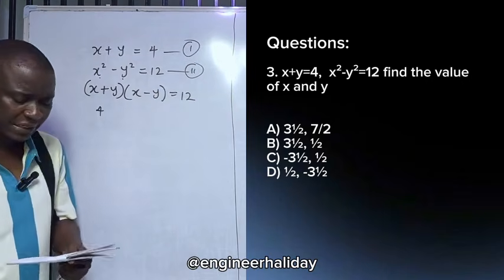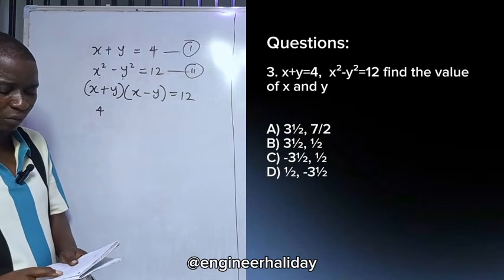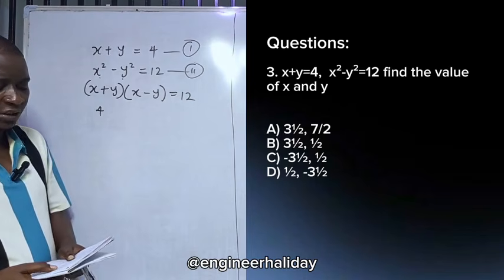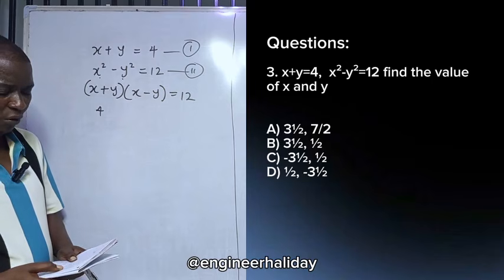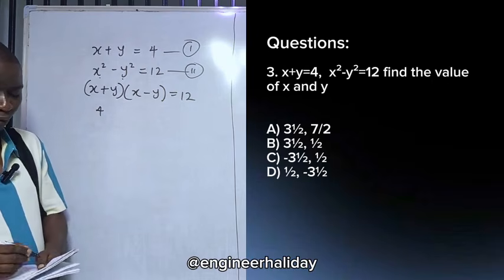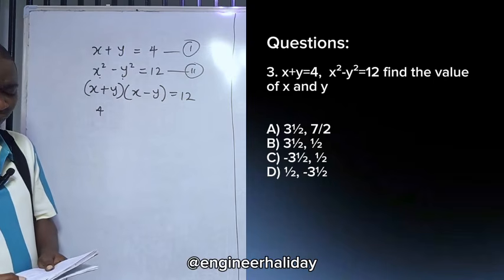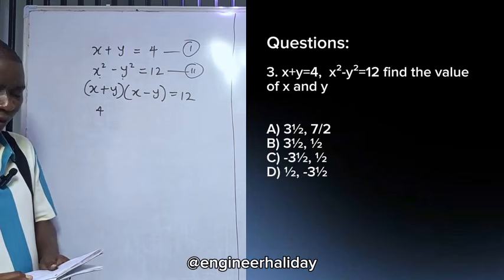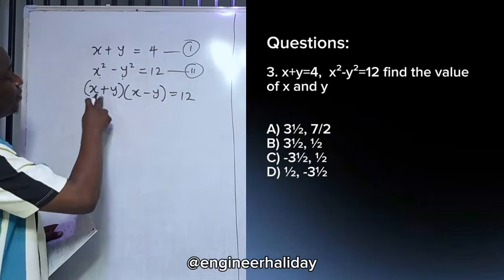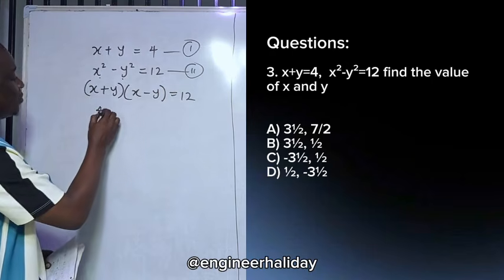Option A says 3 whole number 1 over 2, comma, minus 1 over 2. B says 3 whole number 1 over 2, comma, 1 over 2. C says minus 3 whole number 1 over 2, comma, 1 over 2. Option D says 1 over 2, comma, minus 3 whole number 1 over 2. So what we're going to do is place a value here. That means the x plus y, let's place it there. So what I'm going to have now is what?